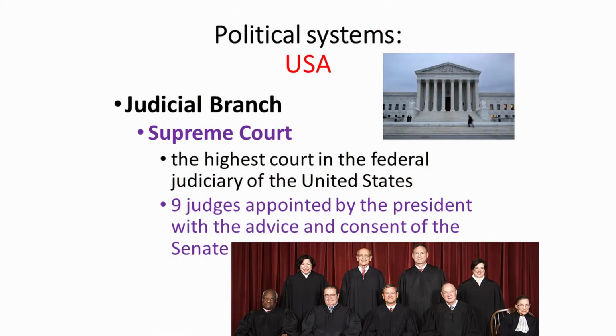The last branch of the government is the Supreme Court. It is the judicial branch represented mainly by the Supreme Court, which is the highest court in the federal judiciary of the United States. There are 9 judges appointed by the president with the advice and consent of the Senate, and these judges are appointed for life, which means that they can leave out of their own will, which happens quite a lot, or their term ends when they pass away.